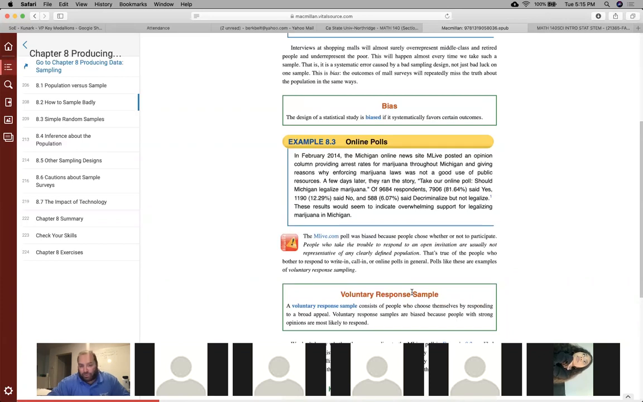Who are the people who answer those kind of questions? People who are very much involved in that particular subject. Whereas everyone else will just skim over it and say, I don't have the time for this. Right? So voluntary response is biased because it's for people who have very strong opinions about that particular subject. And that might not necessarily represent the average person.